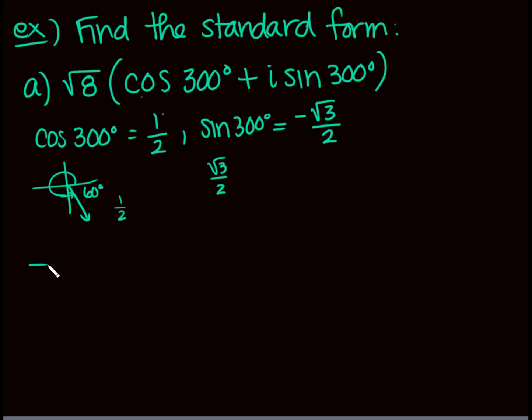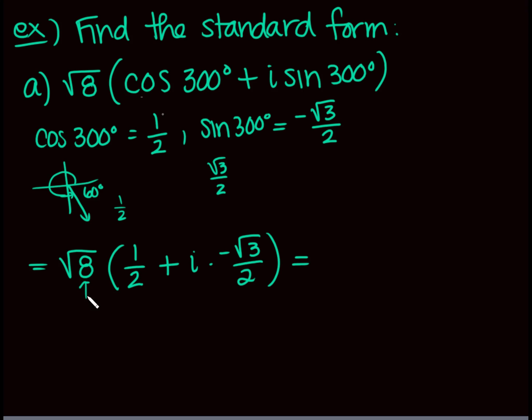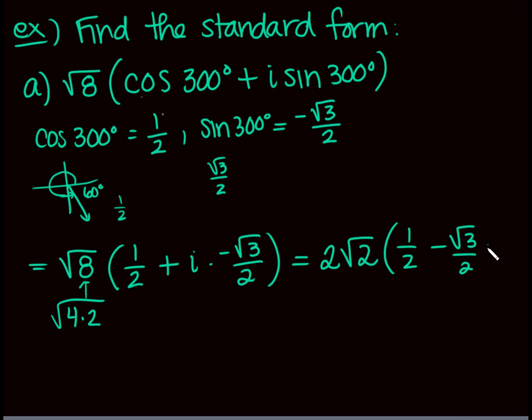So what does this become? It becomes root 8 times 1/2, plus i times negative root 3 over 2. Now let's simplify a little bit. Root 8 I can rewrite as square root of 4 times 2, and the square root of 4 is 2, so root 8 can be rewritten as 2 root 2, all times 1/2 minus root 3 over 2 i, because of that negative.